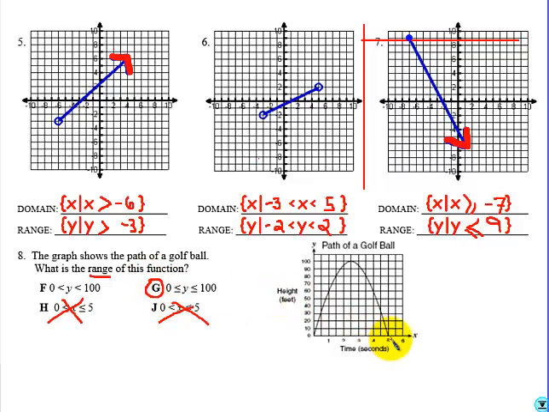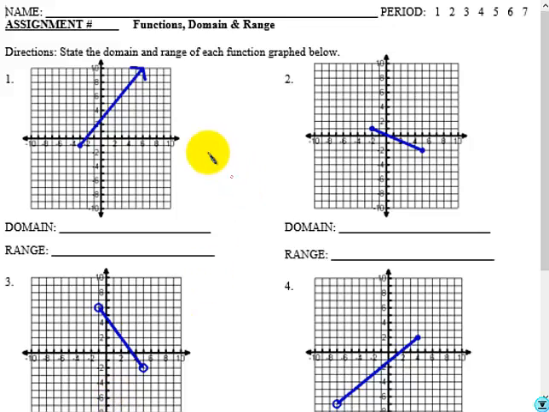Same thing occurs with the 100 there. I have a solid point right there, so that means I will also have the dash. So the right answer is letter G. Okay. Alright, with these ideas in mind, I want you to do the next assignment.